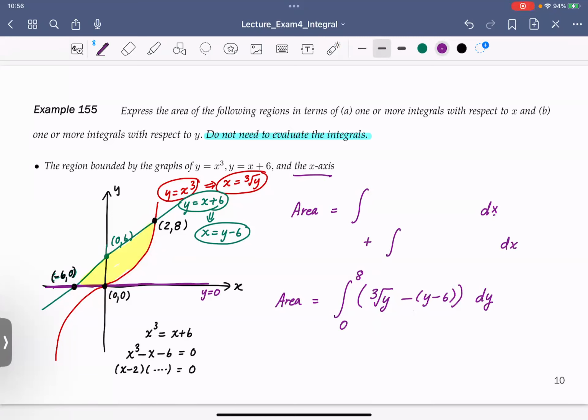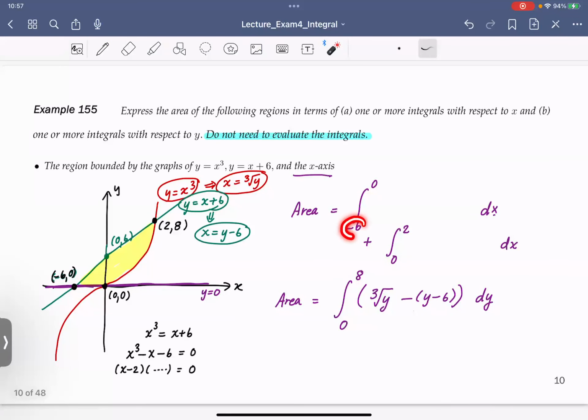The first one from -6 to 0 and the next one from 0 to 2. I mean, the scale is not good because -6 should be super far, but this is 6 units and this is 2 units. It's not to scale, just know that this is just a sketch.